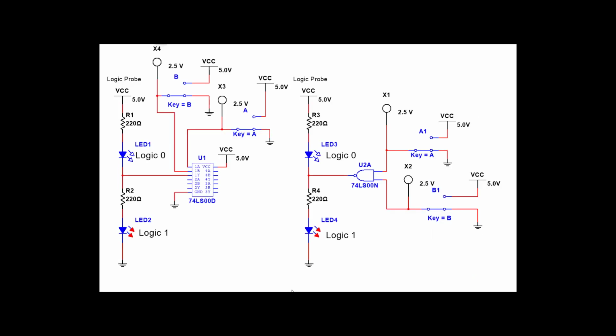Here's our NAND gate circuit. Here's our IC again, a 7400, with VCC at pin 14 and ground at pin 7, logic probes, and our NAND symbol. So let's go. We have 0, 0: we have a logic 1. 0, 1: we have a logic 1. 1, 0: we have a logic 1. 1, 1: we have a logic 0. The same as our combinational circuit.